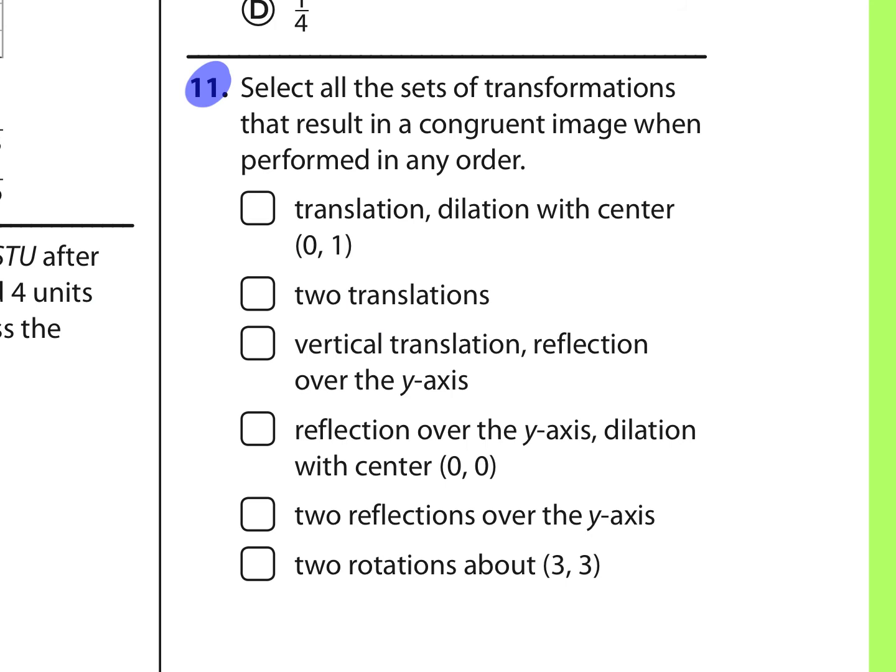Number 11, select all the sets of transformations that result in a congruent image when performed in any order. So, anytime we see a dilation, we can cross it off. And so I notice a dilation in this fourth choice and I cross it off. So the remaining choices are just congruent transformations.